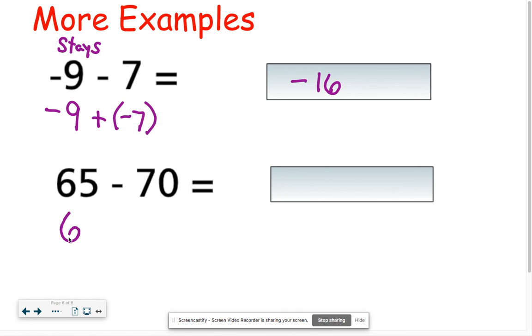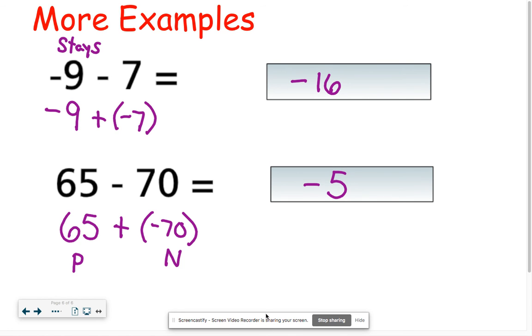The first number stays the same. Plus, this says we have -70. So really that just means we have -70. We have a positive number and we have a negative number. So we need to find the difference between them. The difference between 70 and 65 is 5. Which number is bigger? 70 is bigger. And 70 was my negative, so my answer needs to be negative.